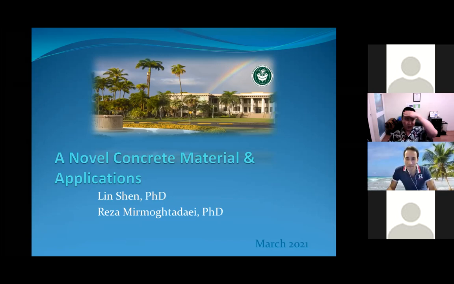Basically, it's called alkali activated concrete or geopolymer concrete, which is a concrete, I think I mentioned in the class, using no cement, but can achieve very high performance. And at the same time, the cost may be comparable, even lower than conventional concrete. Okay, so Riza, please.